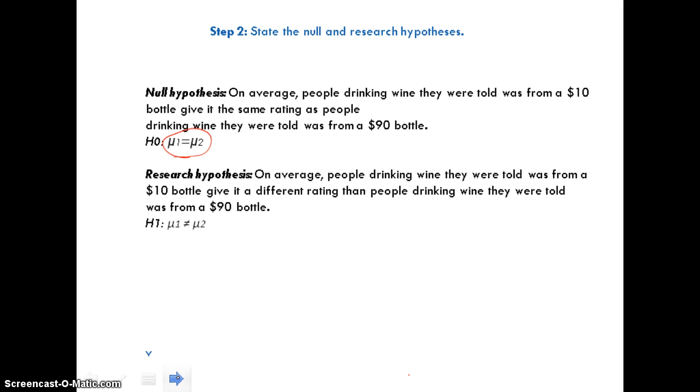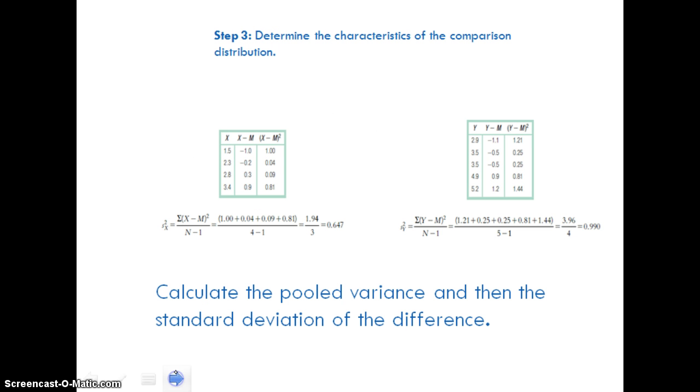Our research hypothesis, in contrast, is that on average, people drinking wine they were told was from a $10 bottle give it a different rating than people drinking wine they were told was from a $90 bottle. So again, we have a non-equivalence here. So what does that tell us about what kind of tails we're going to have in our test? Think about that for a minute, and maybe pause it if you need to. Okay, so here what we've got is a two-tailed test. So that's what our hypotheses reflect, a two-tailed test.